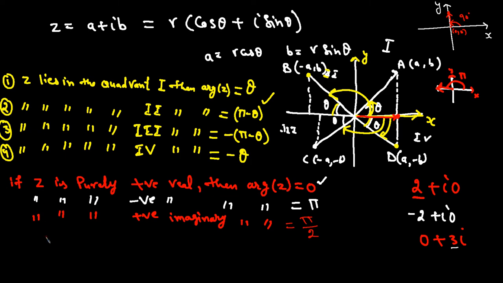Okay, so the last case is if the complex number is purely negative imaginary. If it is negative imaginary, what will be the argument here? Let's draw the diagram here again. Okay, so if it is negative imaginary, I'm drawing this place a little bit.